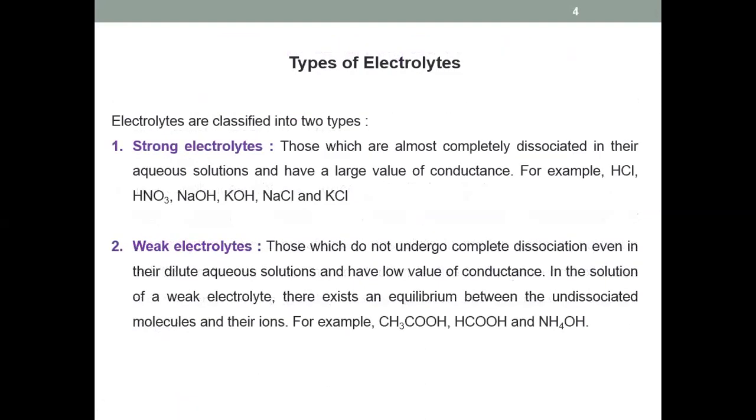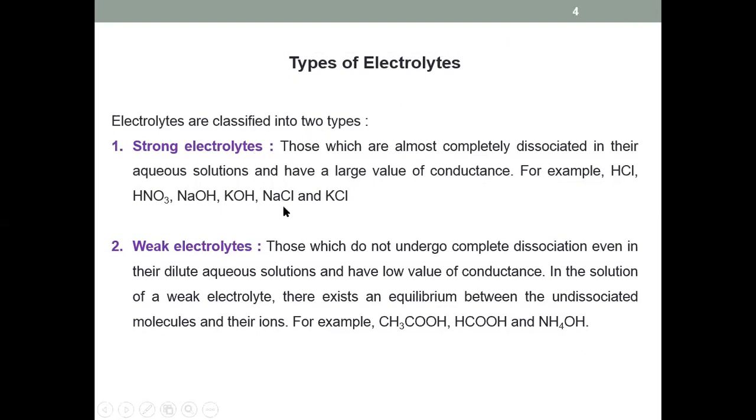What are strong electrolytes? Those electrolytes which, when dissolved, are completely dissociated in their aqueous solution, and hence they offer a large value of conductance. The examples are hydrochloric acid, nitric acid, sodium hydroxide, potassium hydroxide, sodium chloride. What are weak electrolytes? Let me emphasize one more point: in strong electrolytes, the dissociation is almost 100%.